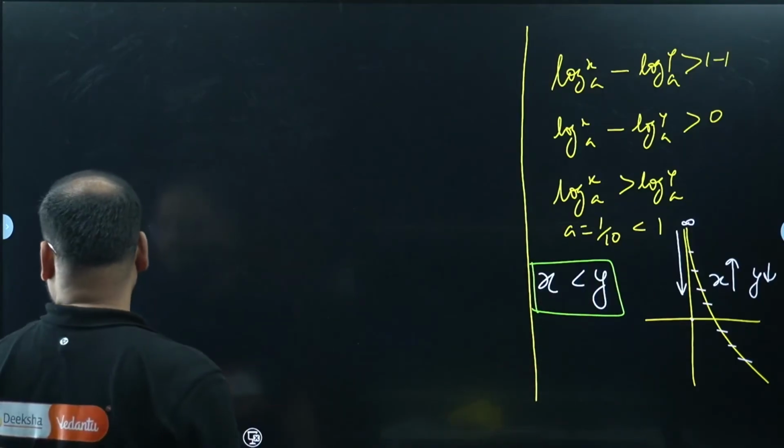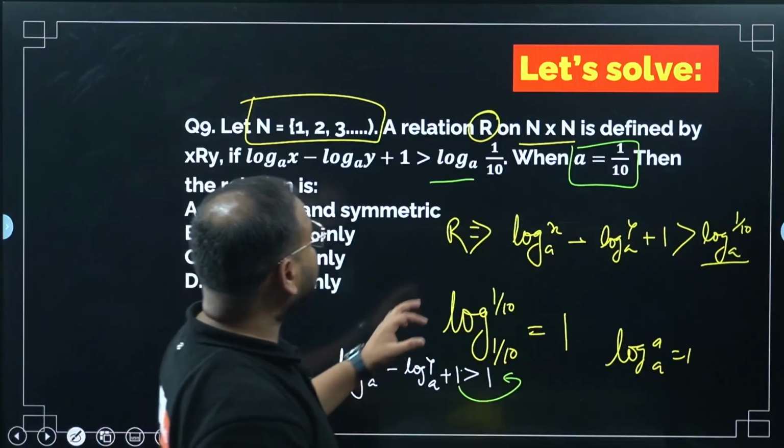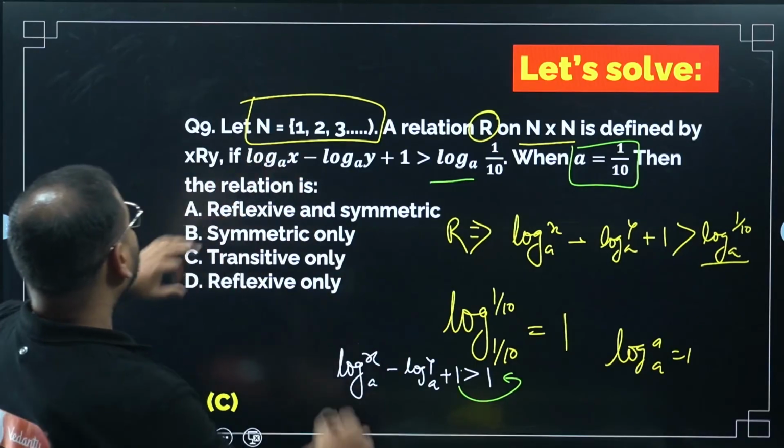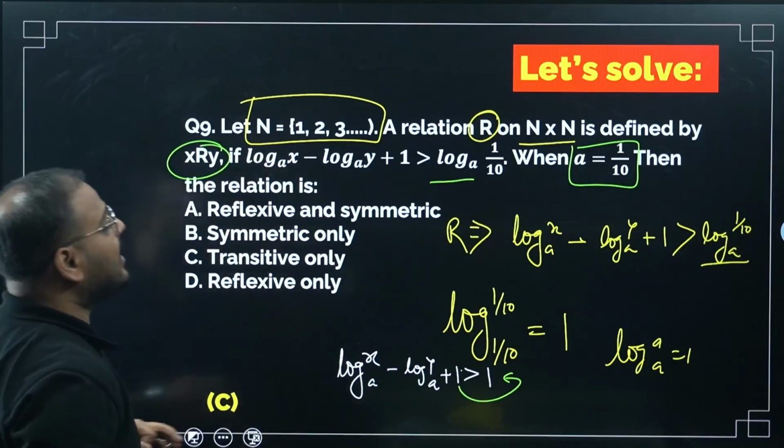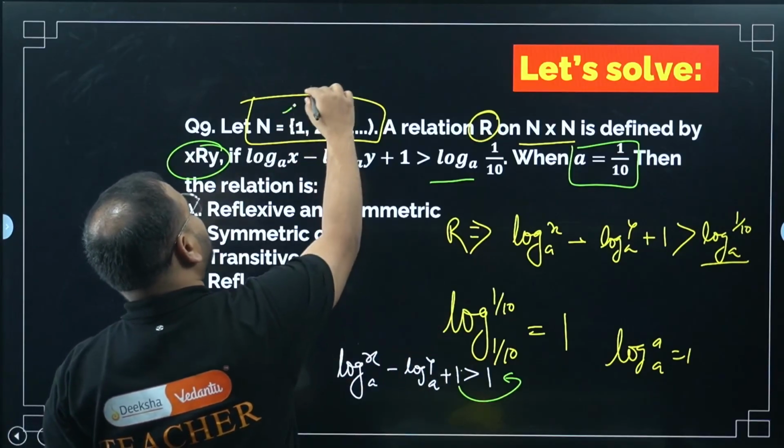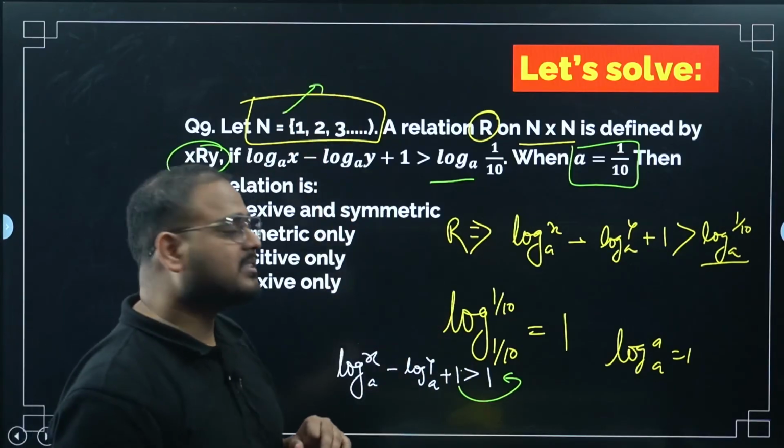What is x and y? X and y are the elements from this set N.